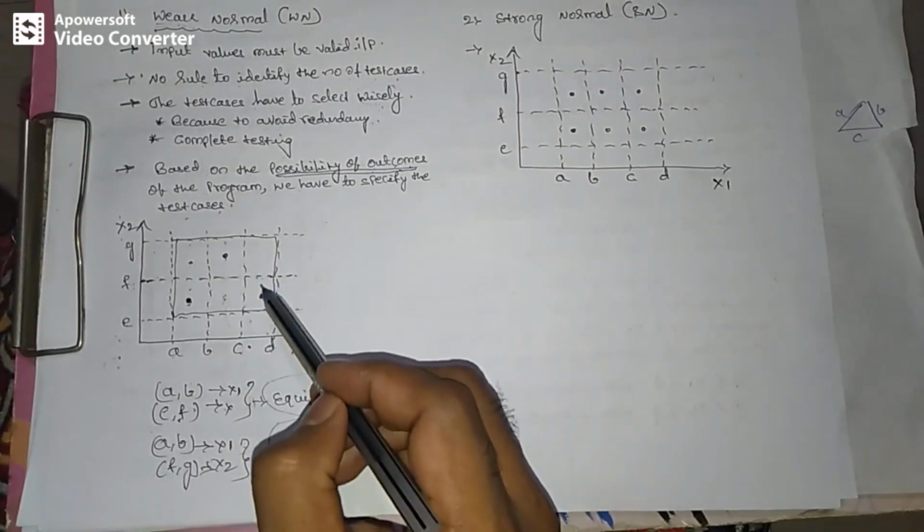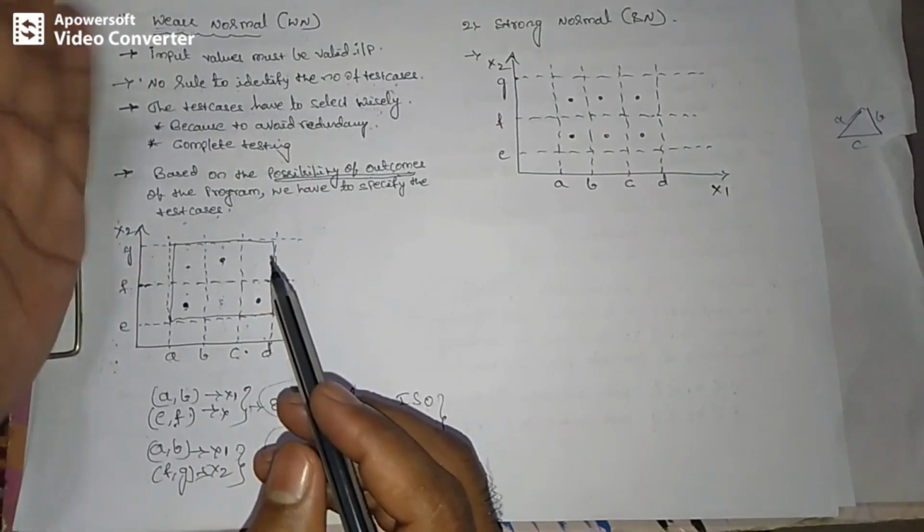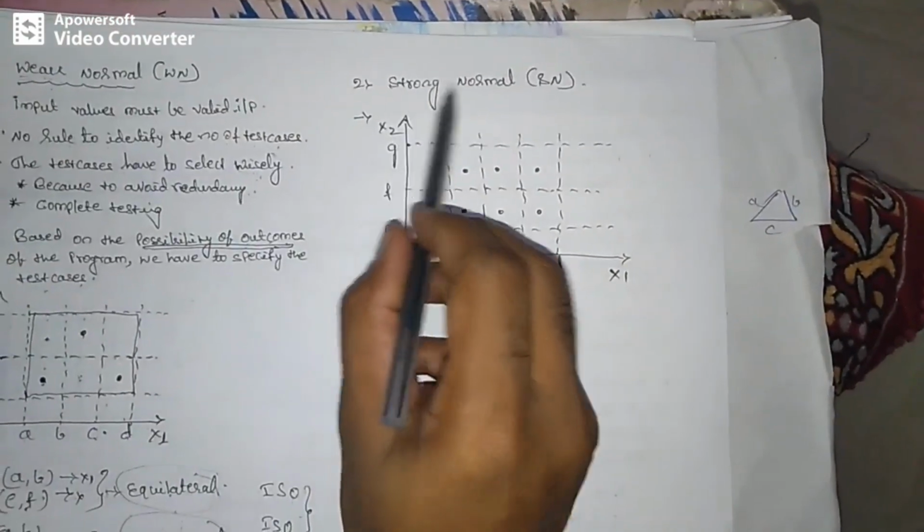Out of these two partitions, if you select any one and get an equilateral triangle; out of these two, if you select any one and get isosceles; and from these two partitions, if you select this partition and get scalene as the output result, then these partitions will give redundant output results. Therefore this is what we call the weak normal testing technique. With an example I will explain it in the next video. Now we will move to the second testing technique, that is strong normal.